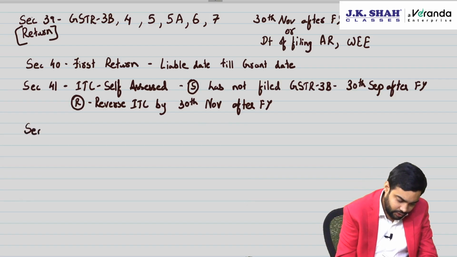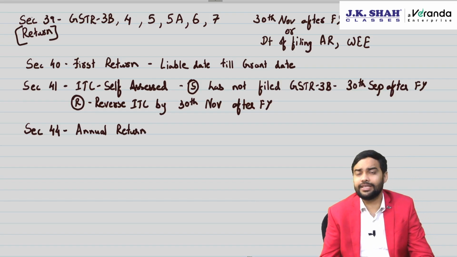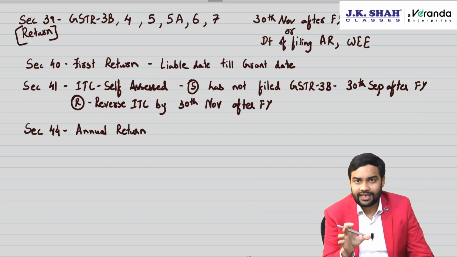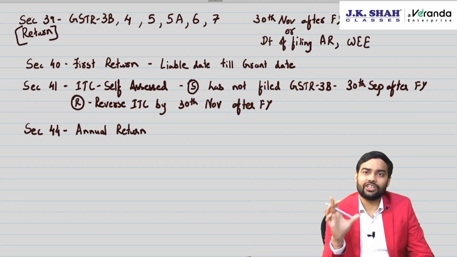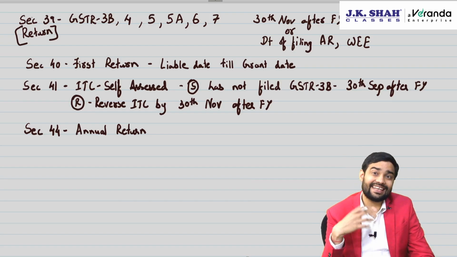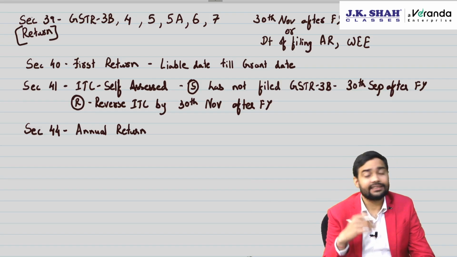Then section 44 deals with annual return. Annual return basically GSTR 9. The 9C reconciliation statement has to be filed. You know, the reconciliation statement is self-certified, comparing the audited financial statements and annual return. 9C is required only when the turnover of that financial year exceeds 5 crore. 9 and 9C go hand in hand.